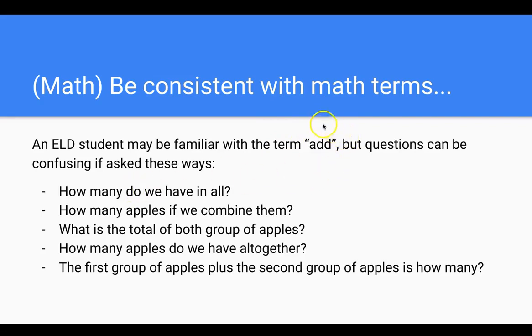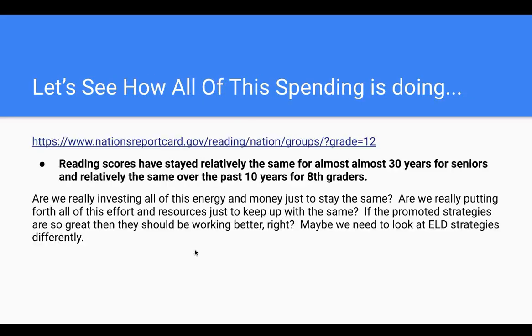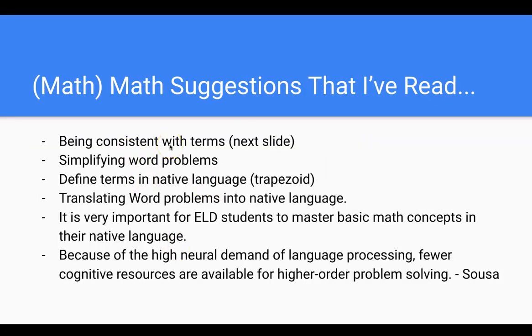Here's the same question written many different ways, but none of them contain the word add. How many do we have in all? How many apples if we combine them? What is the total of both groups of apples? How many apples do we have altogether? The first group of apples plus the second group of apples is how many? If the student knew add, he or she may be able to work the problem. But this becomes a comprehension of language issue as opposed to a comprehension of math issue. So that was his suggestion, to try to be consistent with the terms.